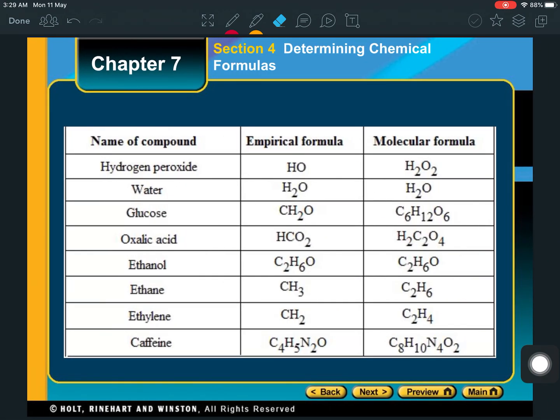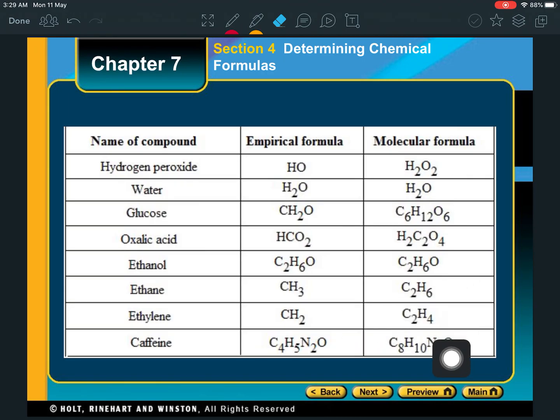All right, so here are just some examples of empirical versus molecular formulas. So you can see HO can be turned into H2O2, and that would give you hydrogen peroxide. Sometimes the empirical and the molecular formula are equal. So in the case of water, this is the simplest form that it can take, 2 to 1. And this is also just the formula of water. It's not going to turn into H4O2. That's just not going to happen because that's not what water is, right?